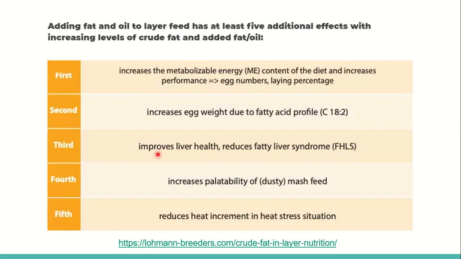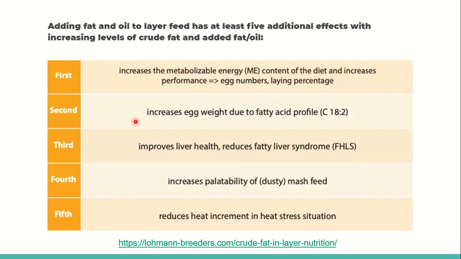So, there are several studies conducted focusing on the addition of fats and oils to feeds or to diets of animals. One study showed that the addition of fat and oil to layer feeds had at least 5 additional effects with increasing levels of crude fat and added fat or oil. So, una, in-increase niya yung energy content of the diet and therefore, that increases the performance. Egg performance, laying percentage, etc.